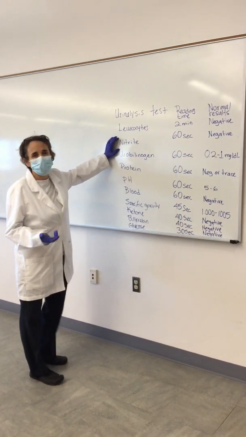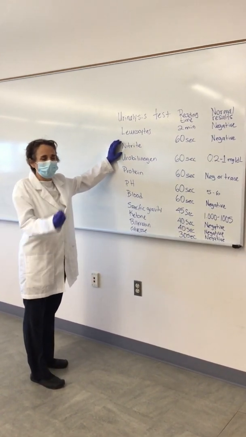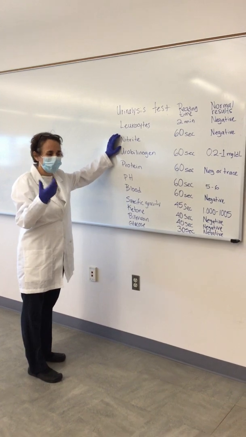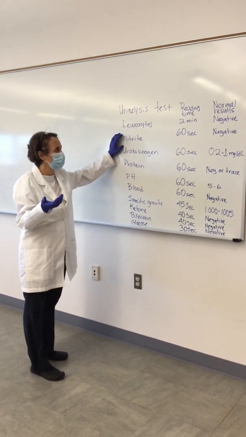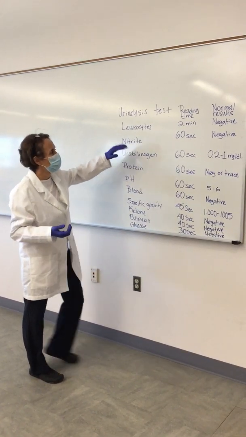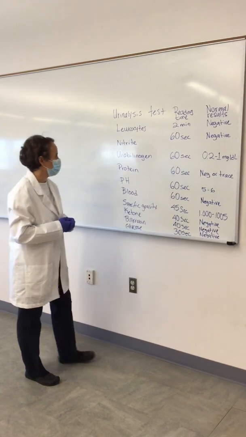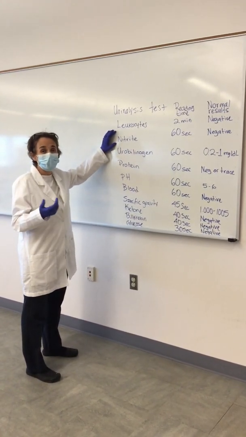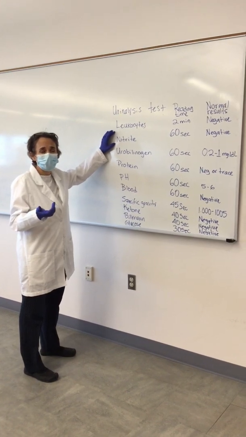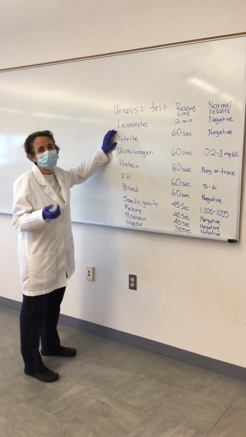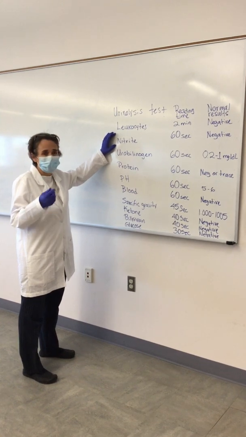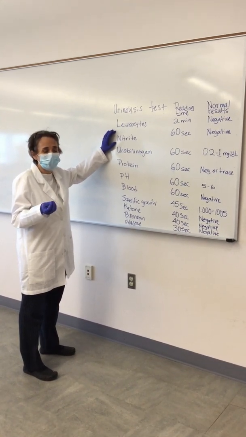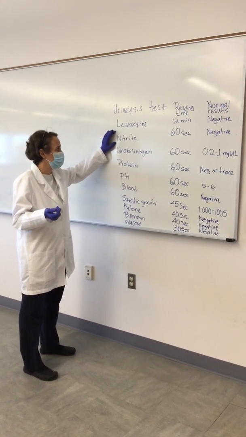Nitrites are a component of these byproducts of ammonium. So we shouldn't have any of them. It's supposed to be negative. Now, if someone has these nitrites, it can be a degradation product of the epithelial cells of the urinary system because someone has an infection, and these proteins that make up these urinary system cells are being degraded.